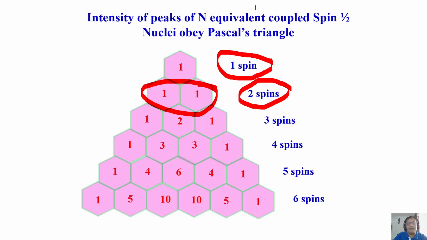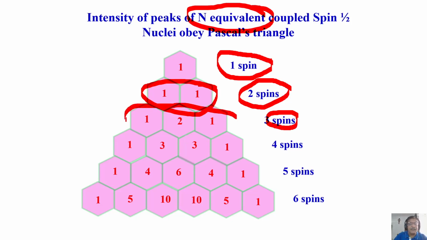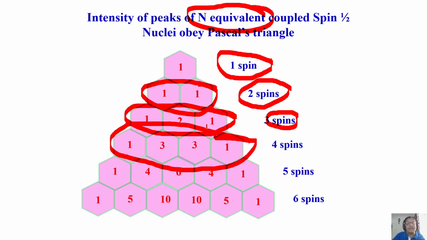So the observing spin will be a doublet like this. When one spin is coupled to two equivalent spins, n is equal to 2, totally 3 spins are there, we will get 1:2:1 intensity. If I consider 4 spins, one is coupled to 3 equivalent spins, just now you worked out, it is going to be a 1:3:3:1 quartet. Similarly, you can work out like this.